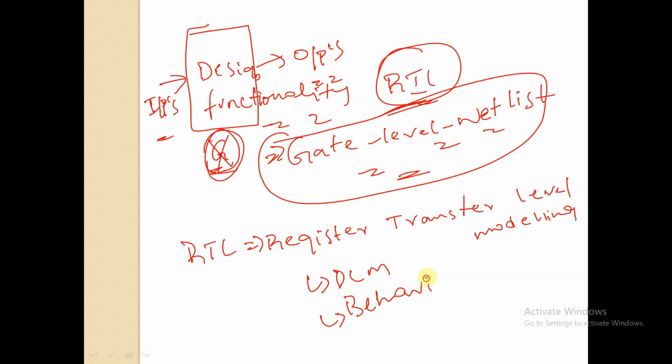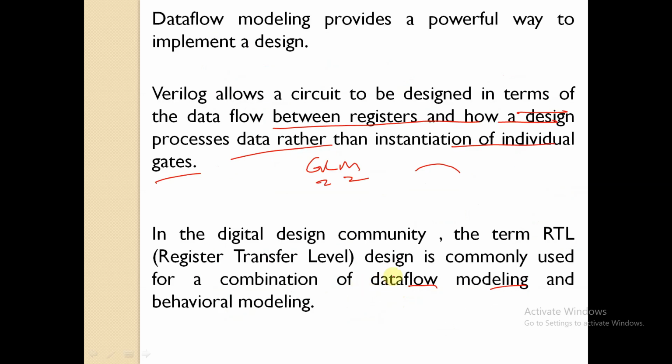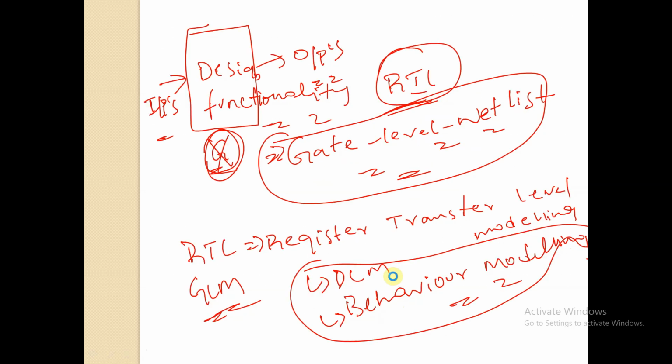So there are two types of abstraction involved in this RTL. One is data flow modeling and another is behavioral modeling. If wanted, we can use gate level modeling, but mainly we focus on data flow modeling and behavioral modeling. So the data flow modeling focuses more on the flow of the data between the registers. So is this clear for everyone?